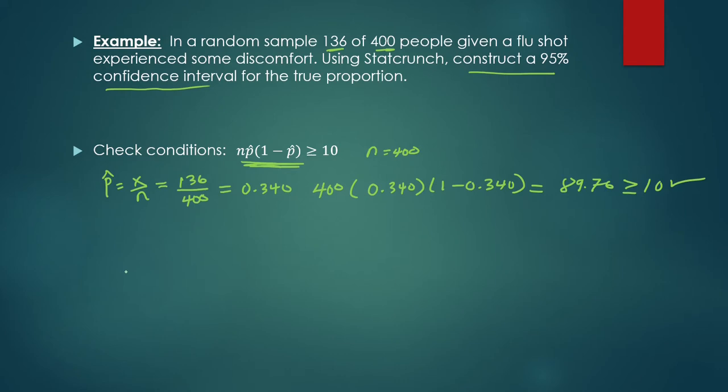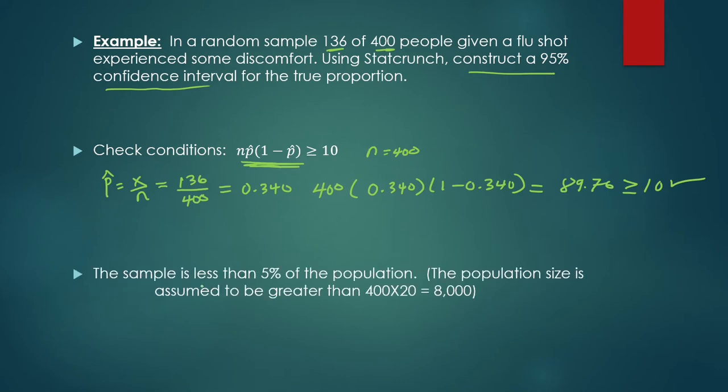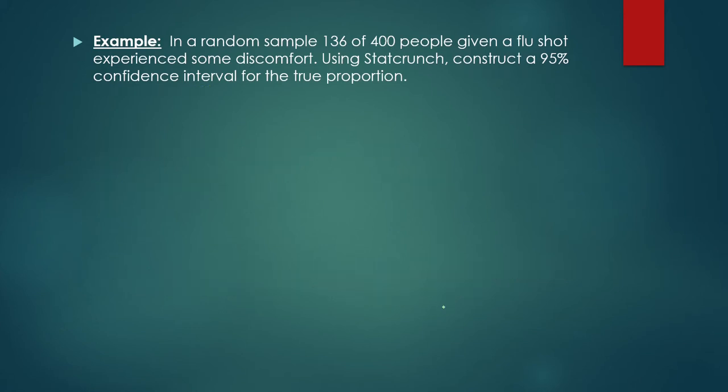The second condition, we need to make a statement. The sample is less than 5% of the population. The population size is assumed to be greater than 400 times 20, or 8,000 individuals. Since both of our conditions are met, we can start the problem.